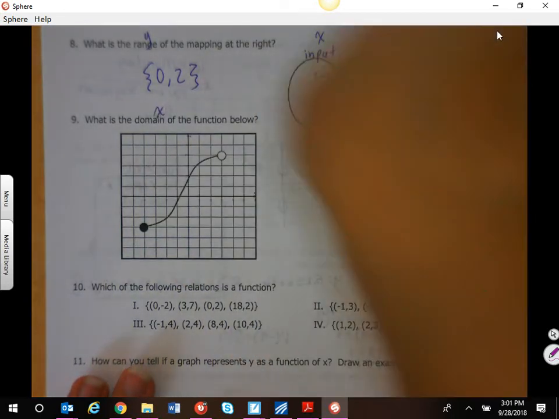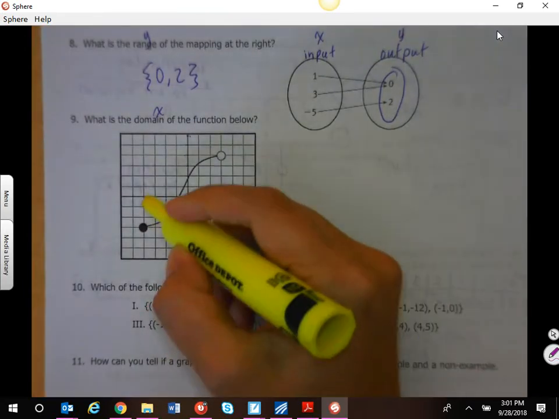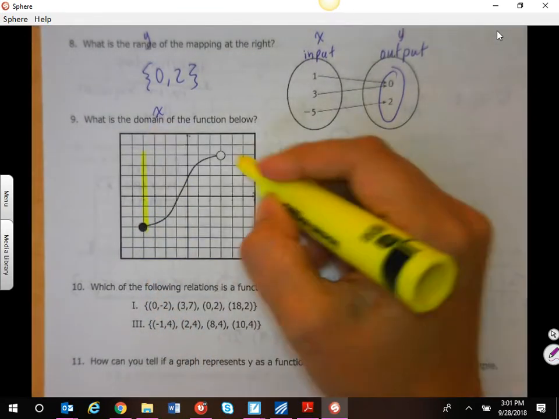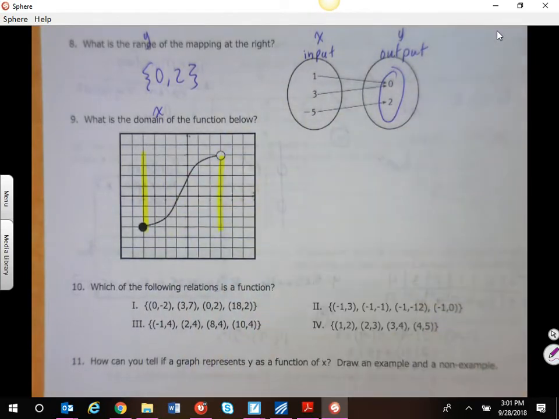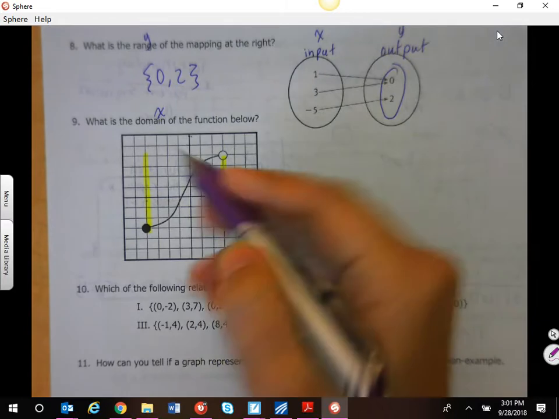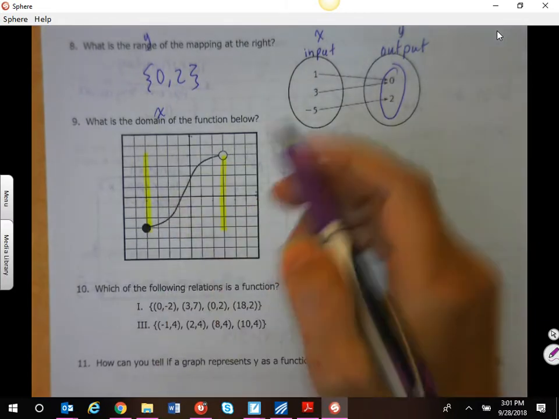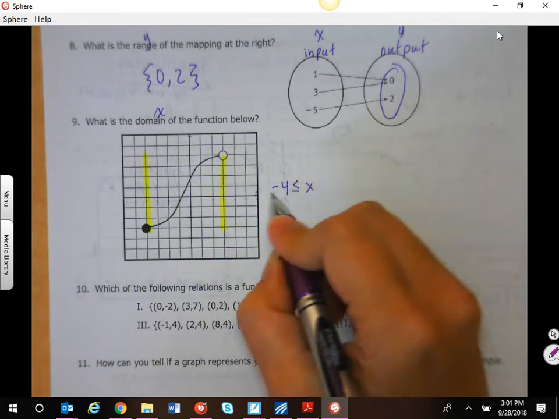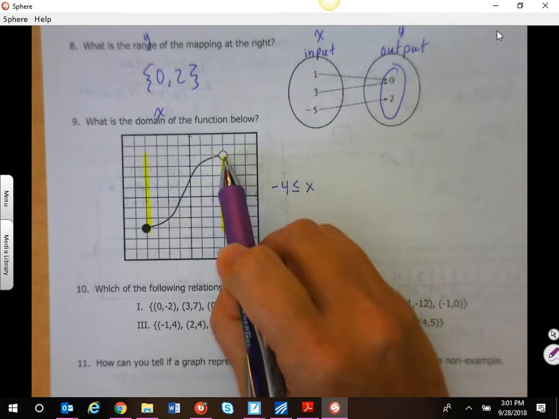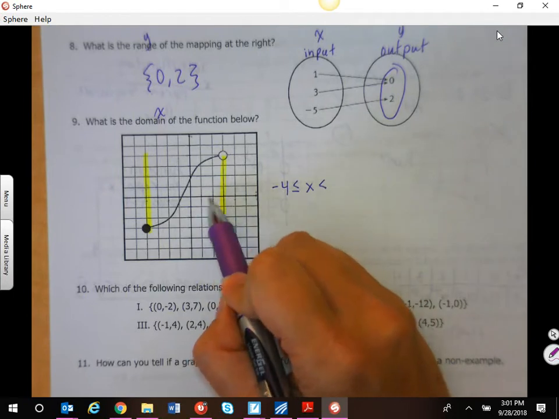Domain means x. You want to create your function window. In all actuality, we're only looking here since that's domain. -1, -2, -3, -4. Closed circle is less than or equal to x for domain. Open circle means less than 1, 2, and 3.